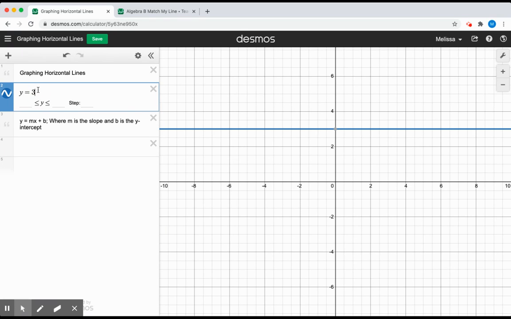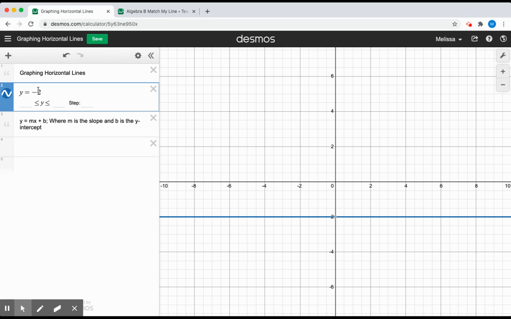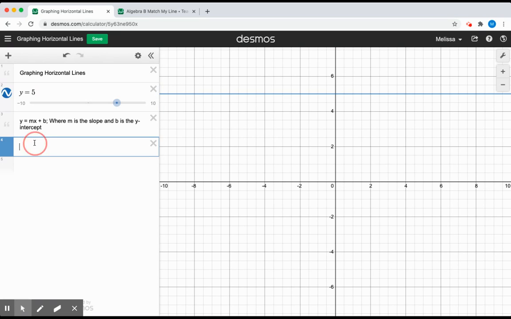And if you want your horizontal line to be at -2, you can say, there it is, -2. If you want it to be at 0, you say it's at 0. If you want it to be at 5, you put it at 5. So when m is 0, we have a horizontal line, and 0 times x is 0. So it's just y equals whatever number you want it to be.